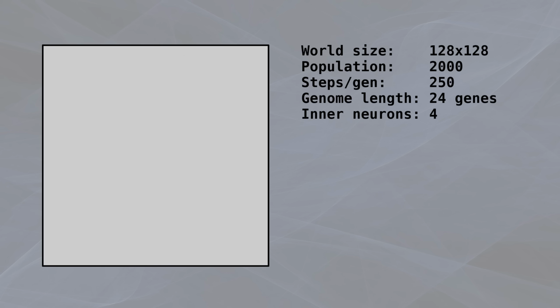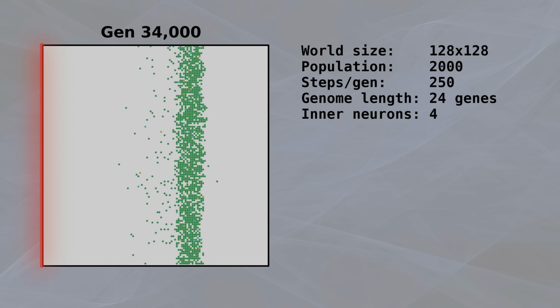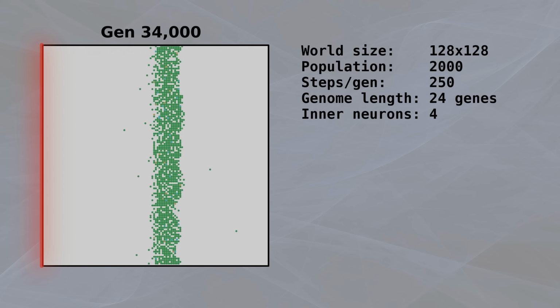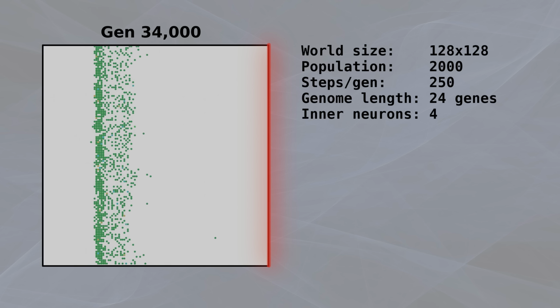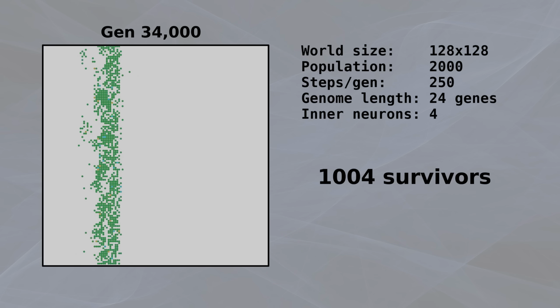I let this simulation run all the way up to generation 34,000, and here's what that looks like. Their genetic diversity is very low. They all share very similar genes, and they seem to have stabilized on this strategy, in which they assemble together right at the center line and then step over onto the left-hand safe side halfway through the generation.